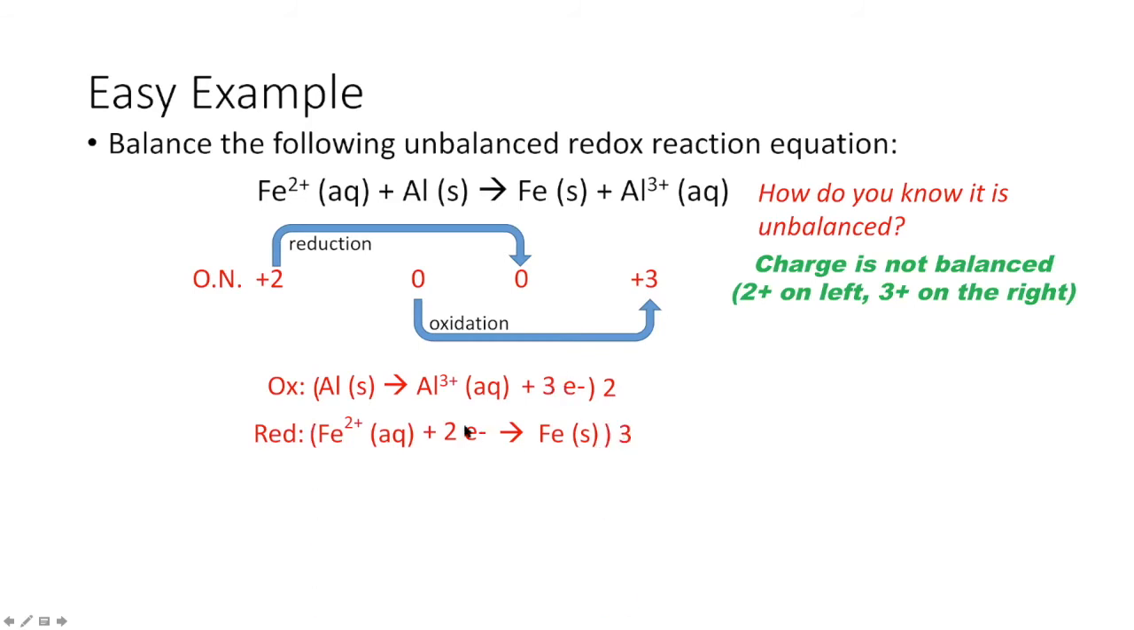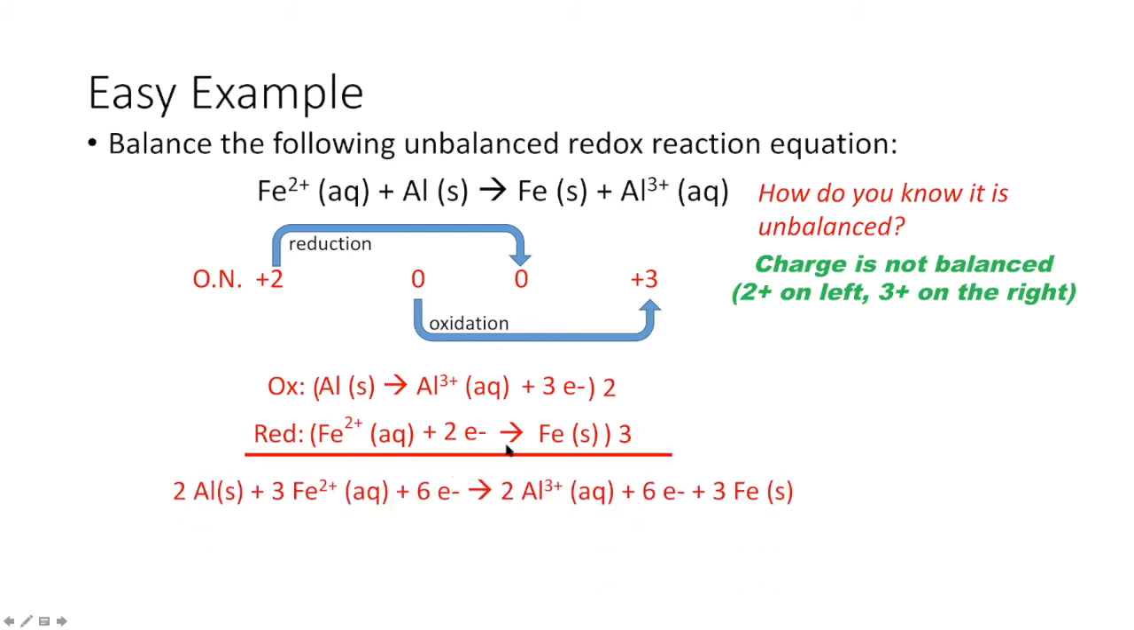And so now I multiply this half reaction by 3 to make it a 6 electron process. So 3 times these 2 electrons gives me 6 electrons. So now I have 6 electrons being released in the oxidation half reaction, and I have 6 electrons being gained in the reduction half reaction. And these multipliers apply to everything. So that 2 multiplies times that, and it multiplies times that, and it multiplies times that. And the same thing with the 3.